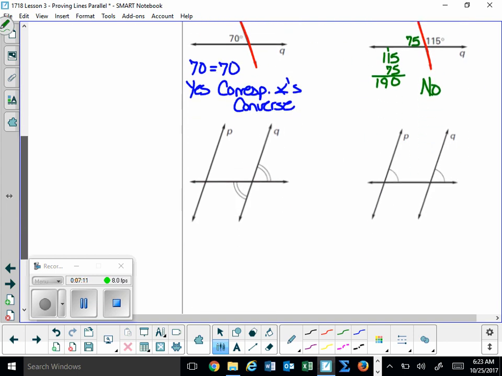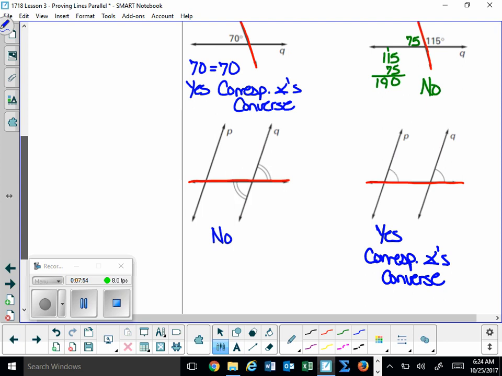Let's look at the next one. What's the angle pair relationship here? These two are vertical angles, and vertical angles don't allow me to prove lines are parallel. So this is another no. Let's see, here's my transversal. The two marked angles are corresponding, and they have to be congruent. They're marked as congruent, so I've got, yes, the corresponding angles converse.